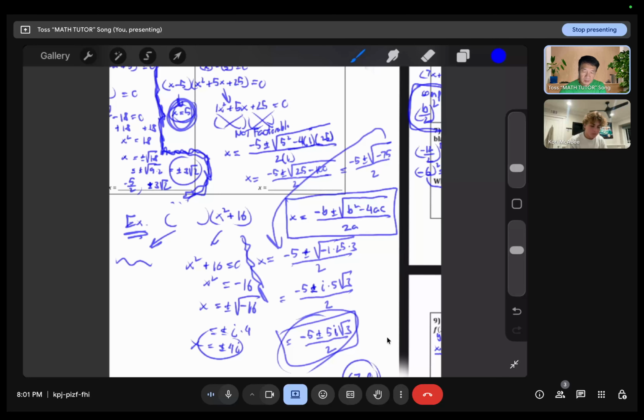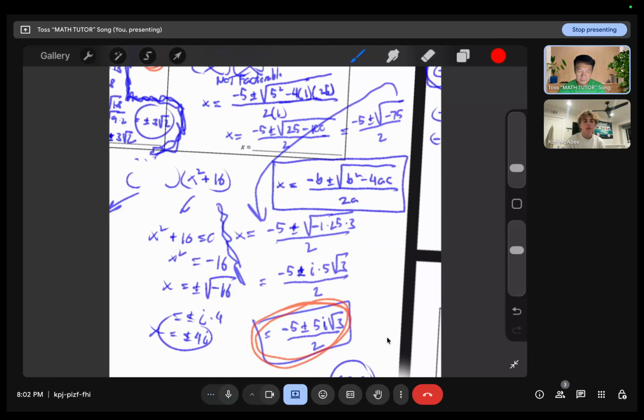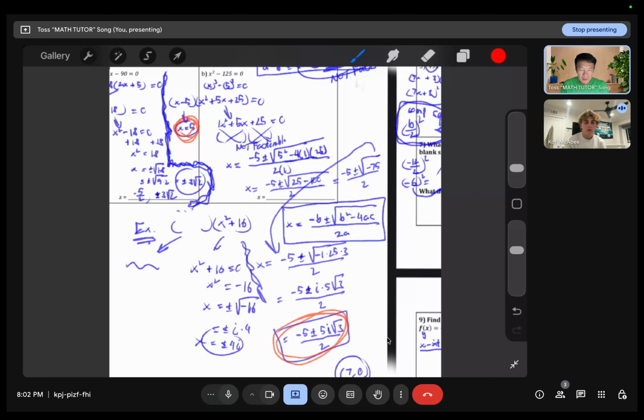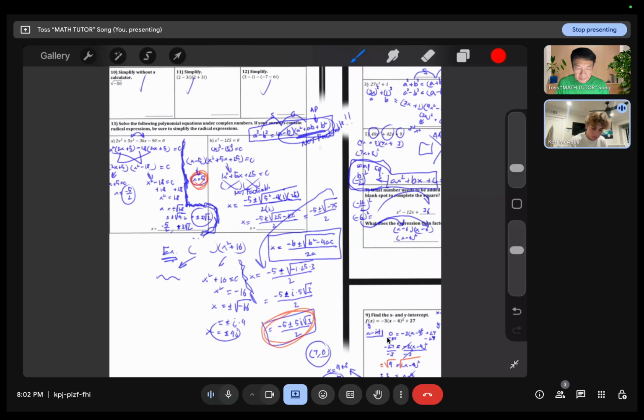Is that okay? Let me highlight that. Yeah, so it's in red here. You got 3 answers. 2 complex, 2 i's, and 1 real. There you go. Yeah. All right. Is that okay? Yeah.